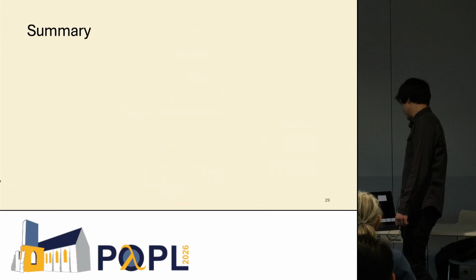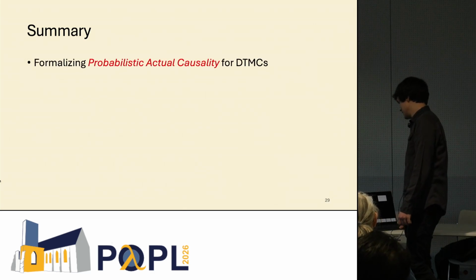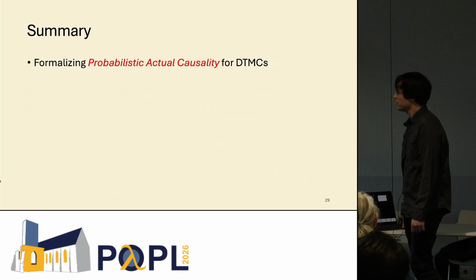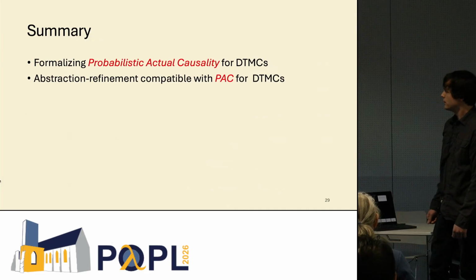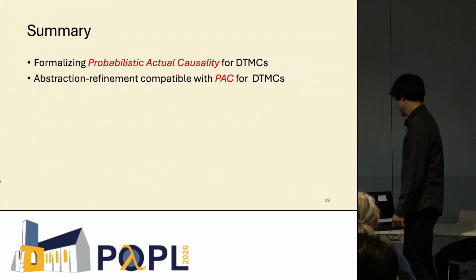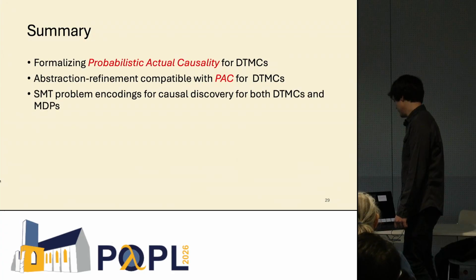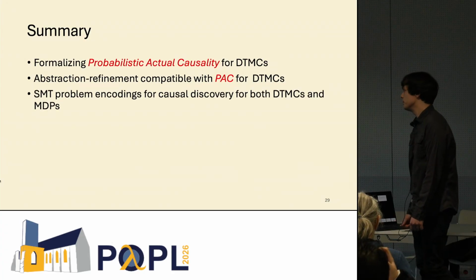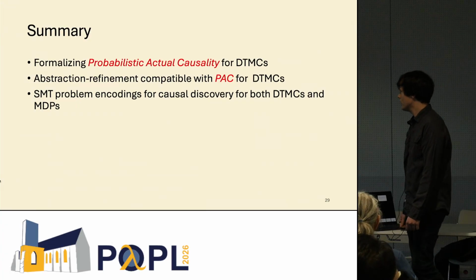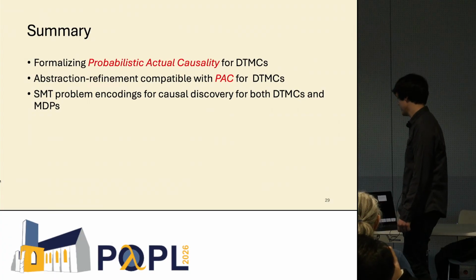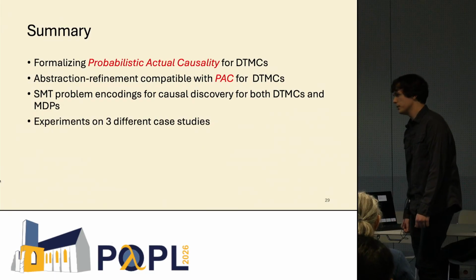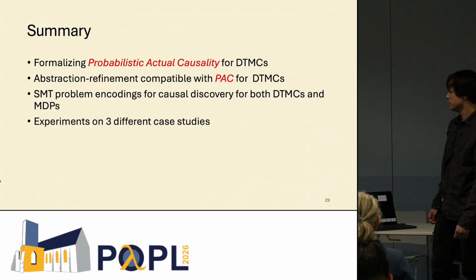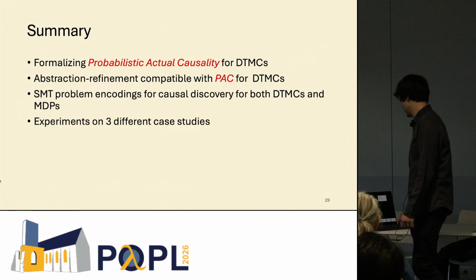So reviewing what we covered, we formalized probabilistic actual causality to work with DTMCs. We applied an abstraction refinement technique that is compatible with PAC for DTMCs. We formulated an SMT problem for both finding actual causes in DTMCs and in MDPs. And we saw that based on our experiments in three different case studies, the performance is much better for the abstraction refinement as compared to the concrete one.